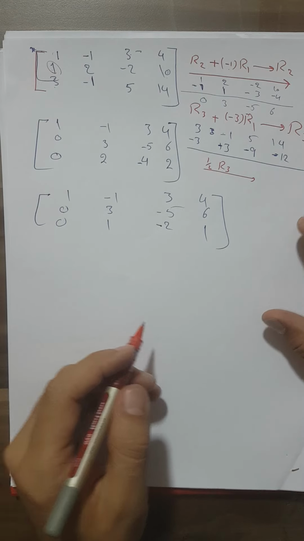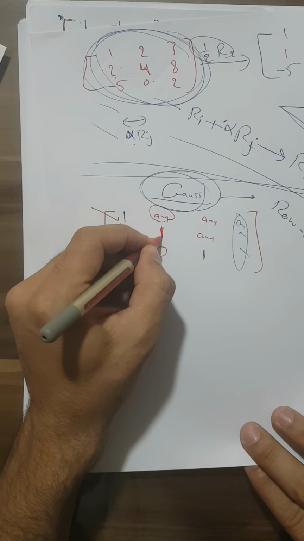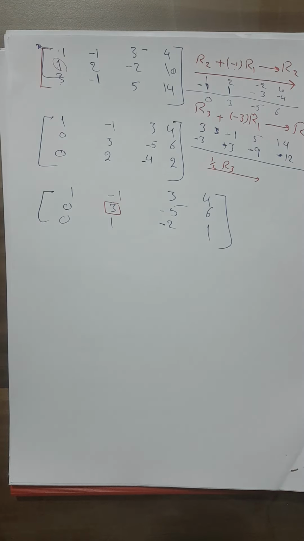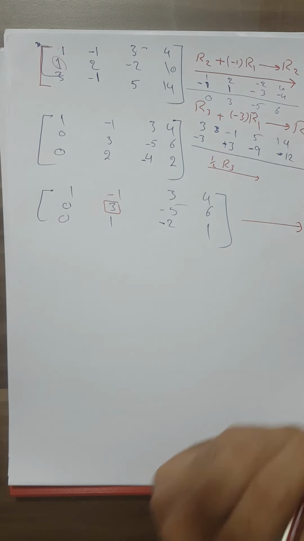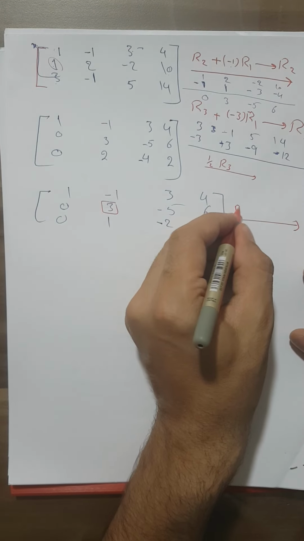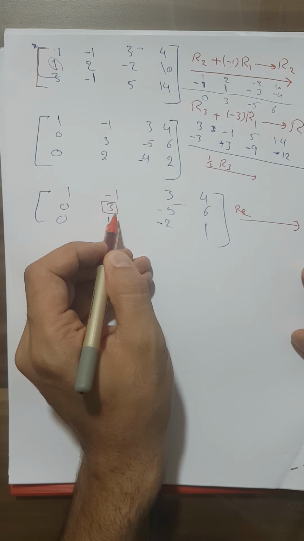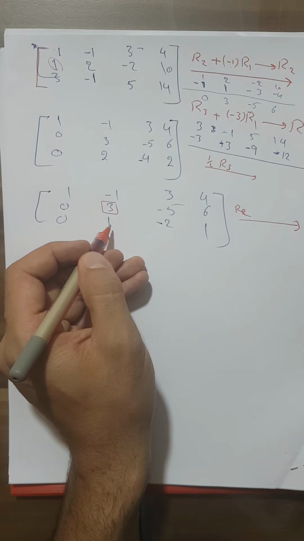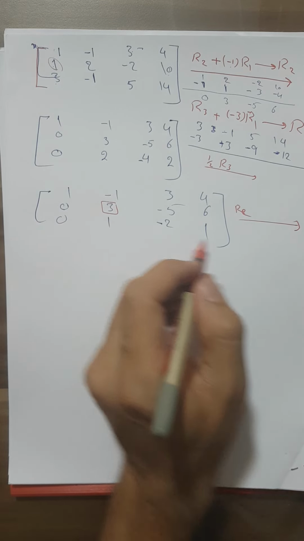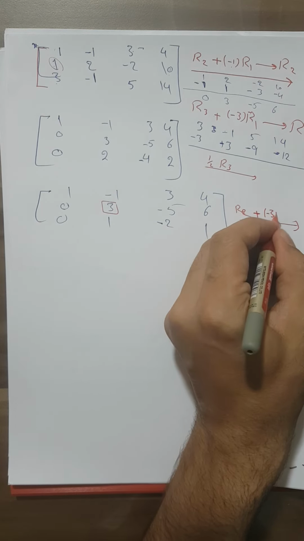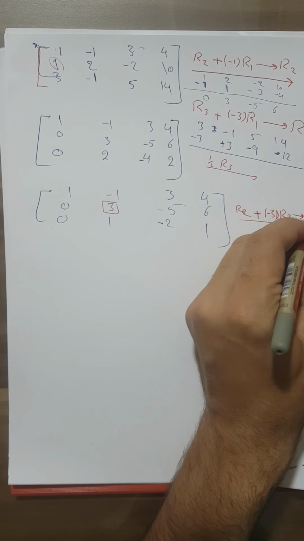Now it's time to change what? As I told you, let me show you again. This element can be any number, but we will focus on this element to be 1. That is our objective for this step. We want to change R2, and we can directly use R3. We say minus 3R3, put it in R2.